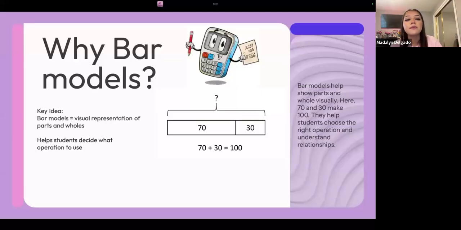And then, why bar models? Well, the key idea is that bar models are a visual representation of parts and wholes. It allows students to decide what operation to use. And then we have our example right here. Bar models help show parts and whole visually. Right here, we have 70 and 30 make 100. This helps students choose the right operation and understand the relationships, because they often understand relationships more than formulas.